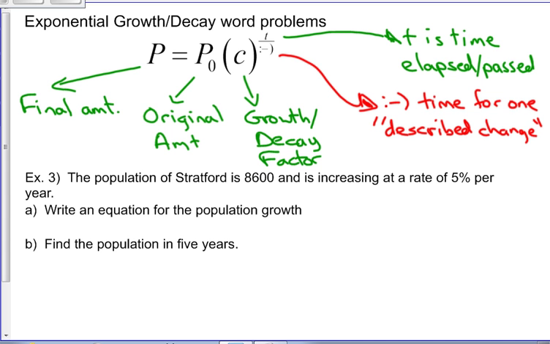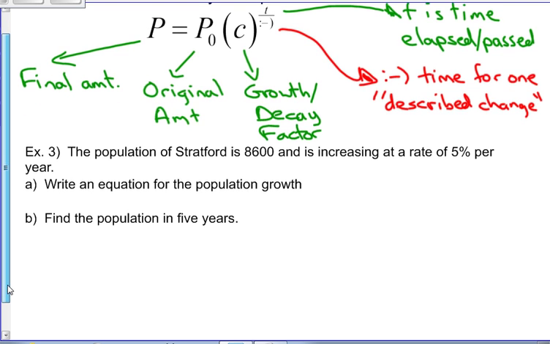So often these questions will say per year. In that case, smiley face is 1. It's per 1 year. But it might also say something like the population doubles every 23 years. In that case, smiley face is 23. It's the amount of time for that doubling or that described change to happen.